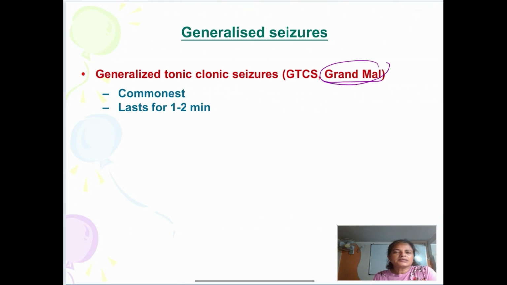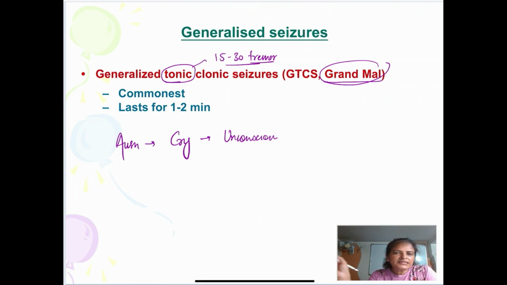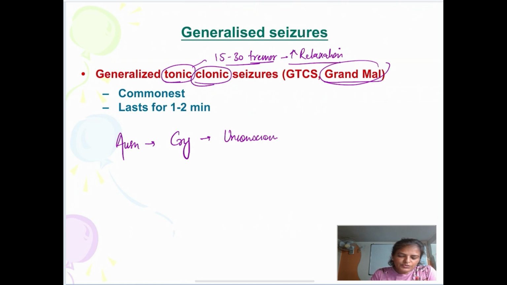Now what is the sequence in this? Here first there will be aura, followed by cry, followed by unconsciousness. So initially it is characterized by a tonic phase where the whole body muscles will be contracted, followed in 15 to 30 seconds by a tremor. This tremor indicates relaxation in between the contraction, and slowly this relaxation phase increases, and the person will go into the clonic phase.